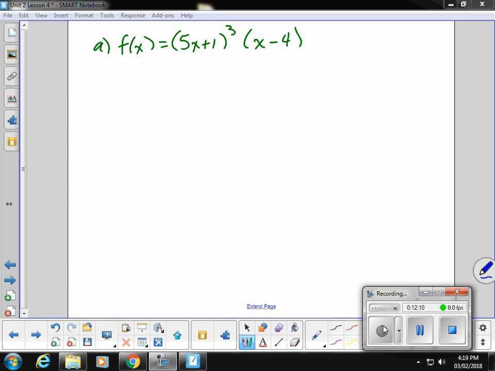So what I see is a function that is g of x times h of x. So it has 2 pieces to it.